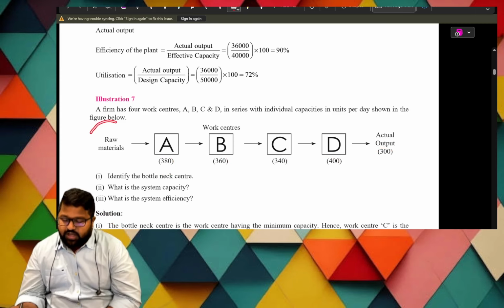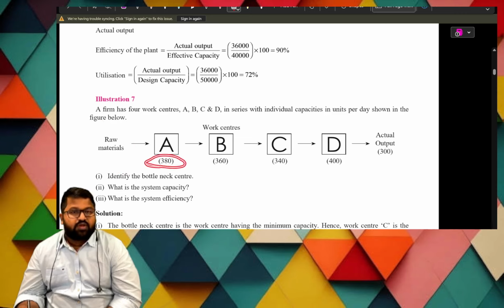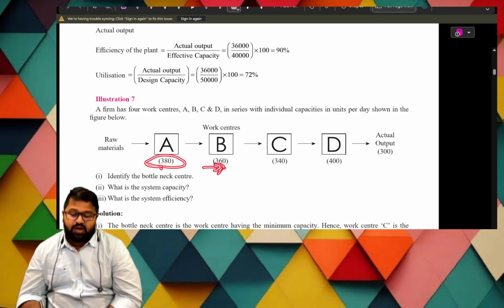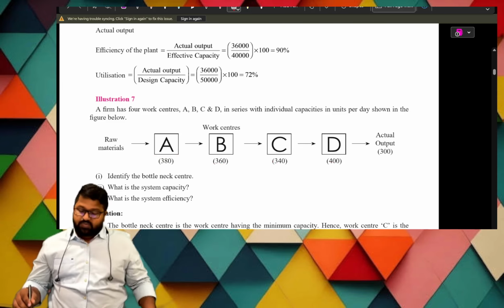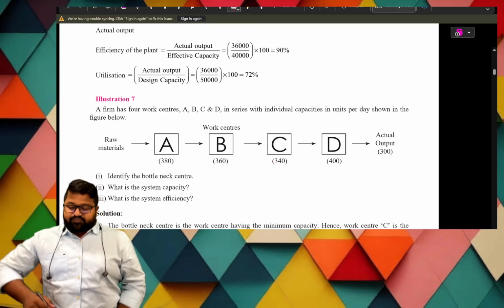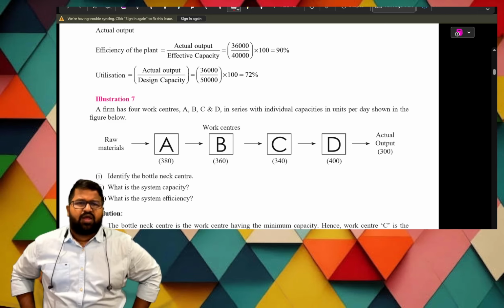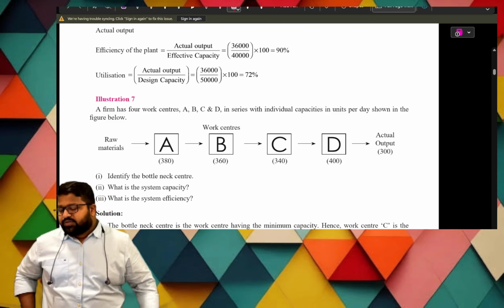So I introduce a raw material in a certain quantity. It can go through A at 380. However, when it is entering B, only 360 can enter, and when it is entering C, 340 can enter, and D, 400. So in this case, what is the constraint we have to think about? It is a CMA final topic, and it is now also introduced in some of the topics in management accounting. So what is the scenario here?